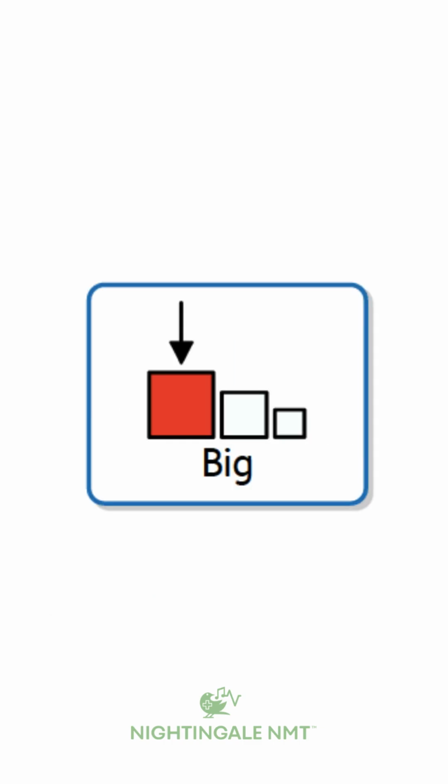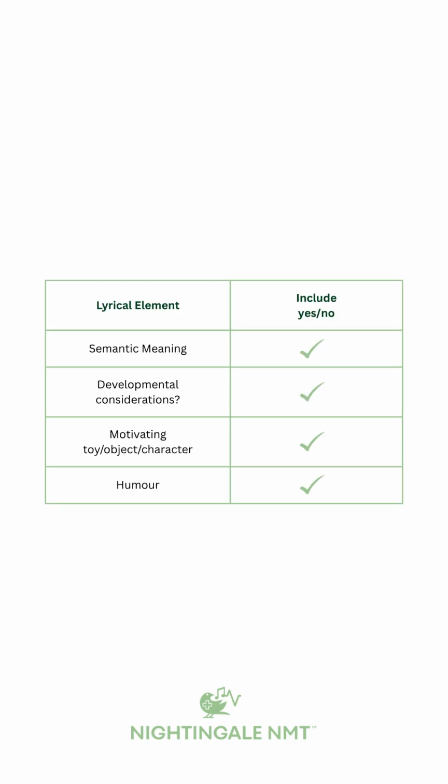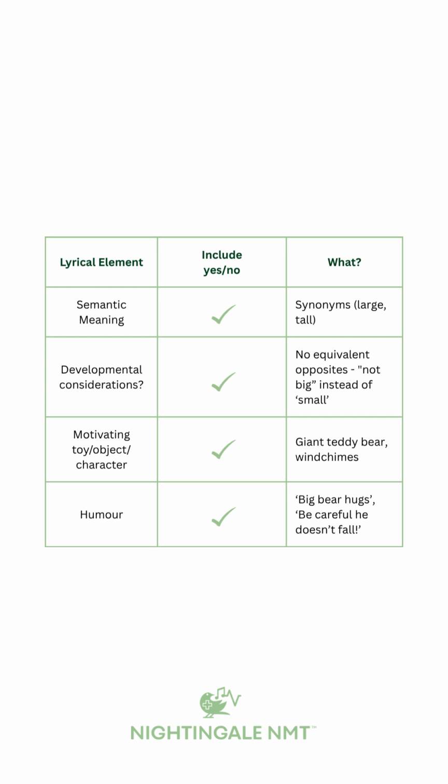I considered a range of elements that could inform the lyrics, prioritising semantic meaning through the use of synonyms, and also thinking about what would be developmentally appropriate for his level of understanding. For example, not introducing equivalent opposites at the same time. Motivation and humour were also very important. He has lots of teddies, which he loves, and the wind chimes are one of his favourite instruments. I also observed in our sessions that things like anticipation and sudden changes was something he found highly amusing, often falling into fits of giggles.